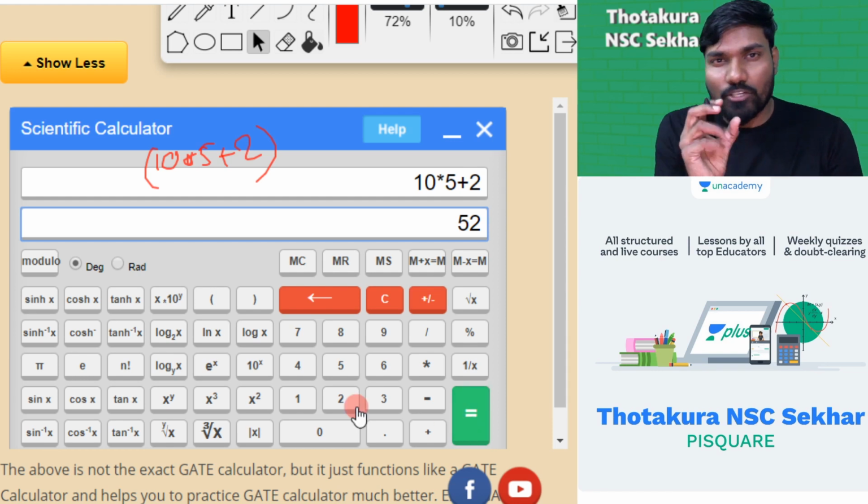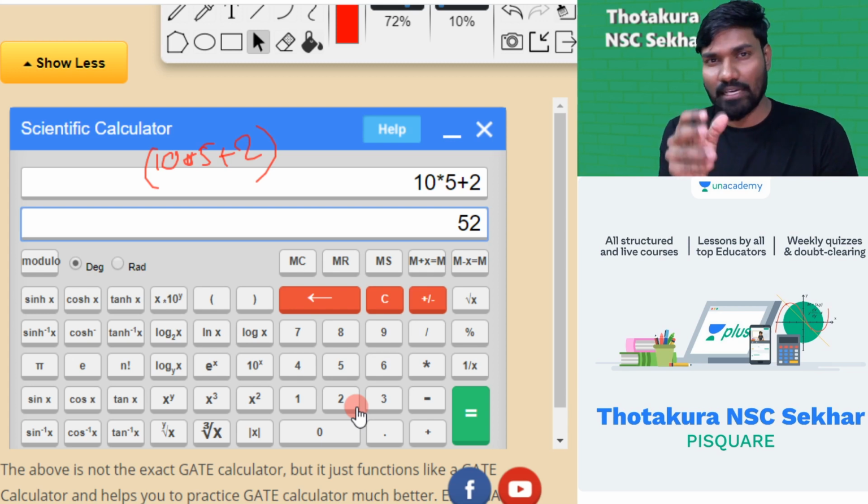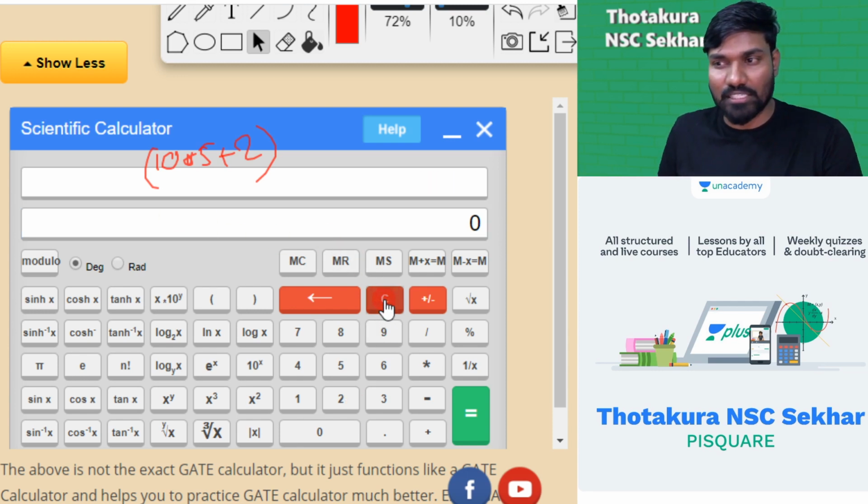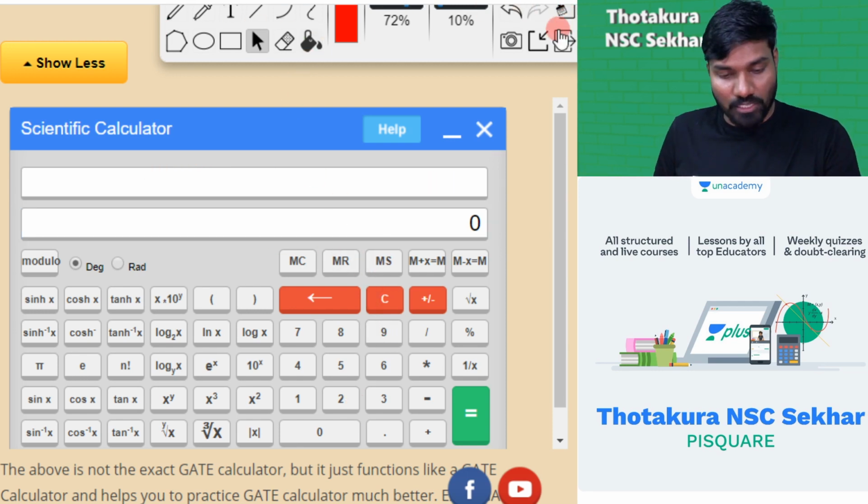You can use brackets also properly. If you want, you can use brackets also. Bodmas rule, you can use that, it's okay. Bodmas rule you can use, or brackets you can use. It's alright, simple mathematics. Next one.